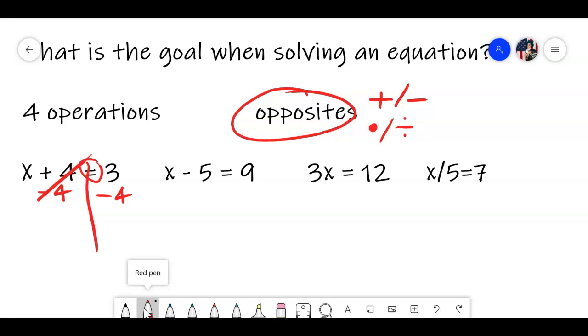So bring down x, bring down the equals. 3 minus 4, what is that? -1. X equals -1. Is x by itself? On the left side it is, so you're done. You solve for x. Okay.